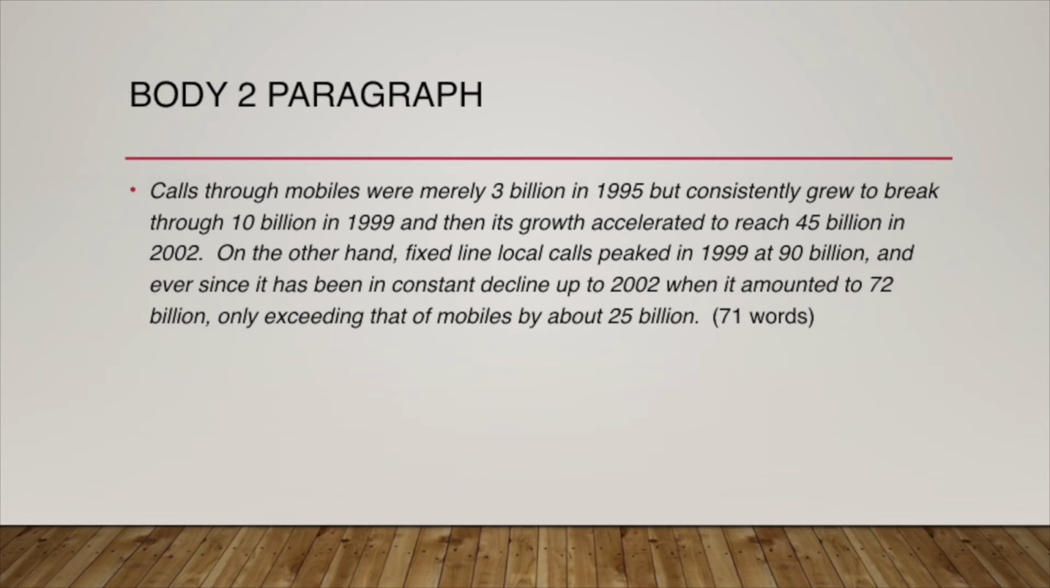Body 2 paragraph. Calls through mobiles were merely 3 billion in 1995, but consistently grew to break through 10 billion in 1999, and then its growth accelerated to reach 45 billion in 2002. On the other hand, fixed line local calls peaked in 1999 at 90 billion, and ever since it has been in constant decline up to 2002, when it amounted to 72 billion, only exceeding that of mobiles by about 25 billion, 71 words.